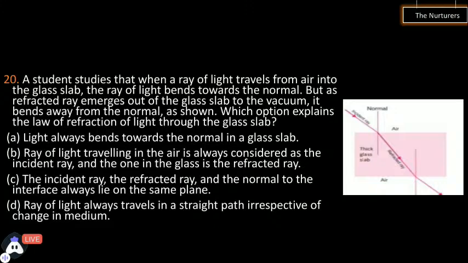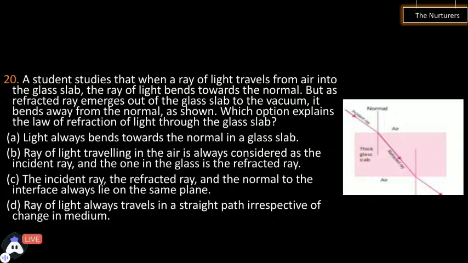Okay, you have the 4 options. Which option is correctly explaining? A, light always bends towards the normal in the glass slab. B, ray of light traveling in the air is always considered as incident ray and the one in the glass is the refracted ray. It is not fixed, students. See, as the situation can get reversed. C, the incident ray, the refracted ray and the normal to the interface always lie on the same plane. Or D, ray of light always travels in the straight path irrespective of the change in the medium.